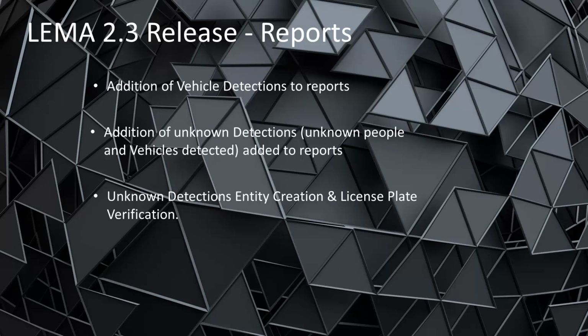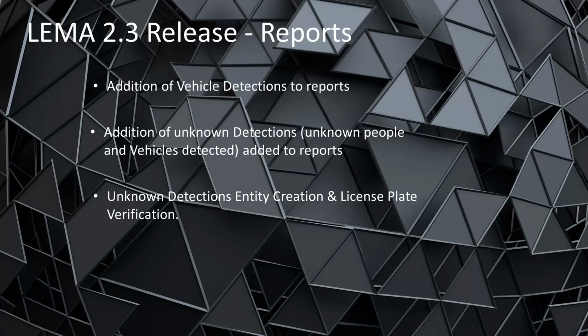So these are really just people entities and vehicle entities that we can detect and add to the report that are not actually known to the UI and do not currently exist within our data, but now we can add them, as well as unknown detections entity creation and license plate verification.